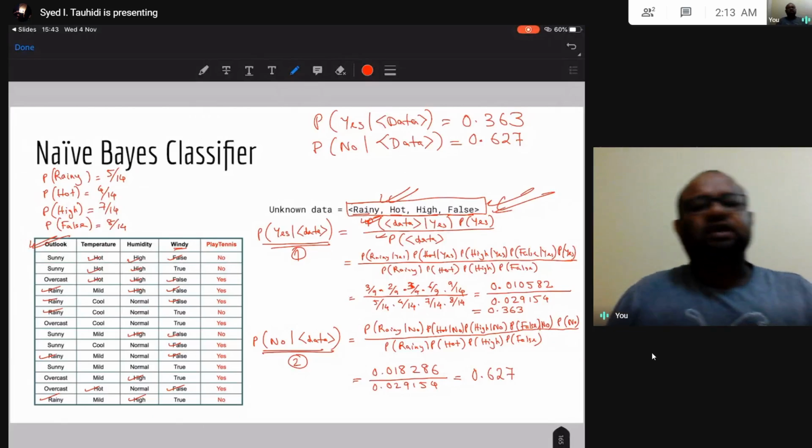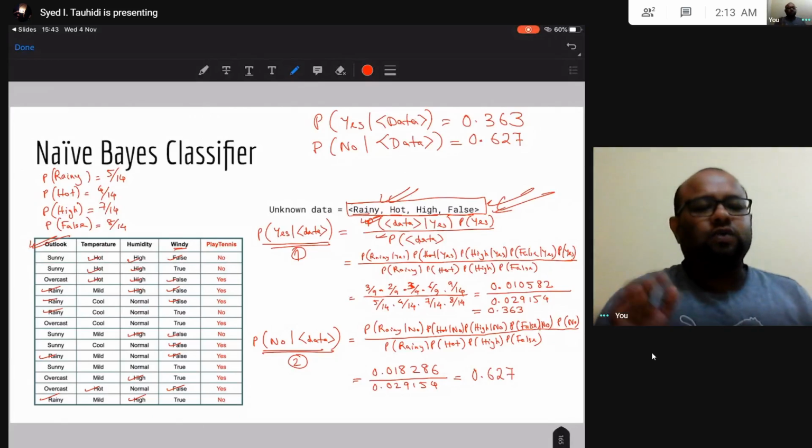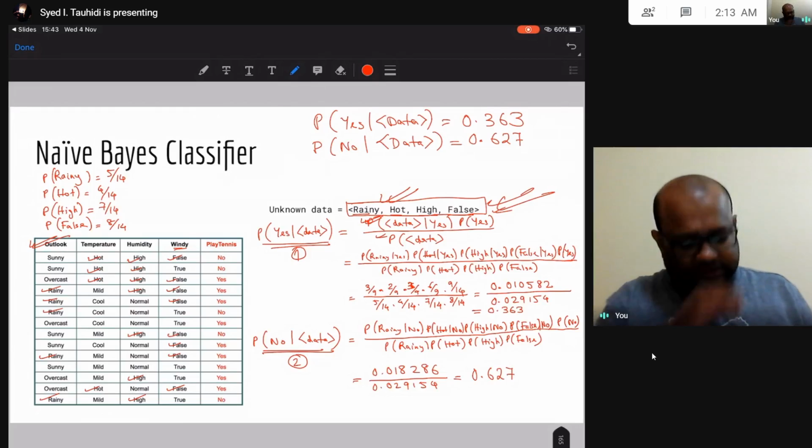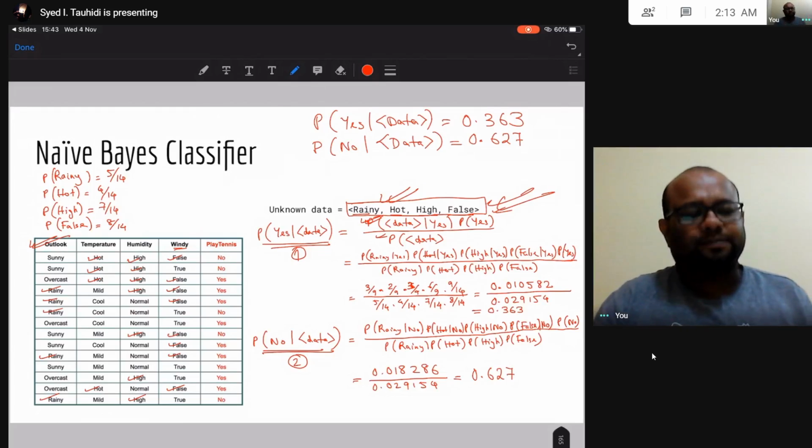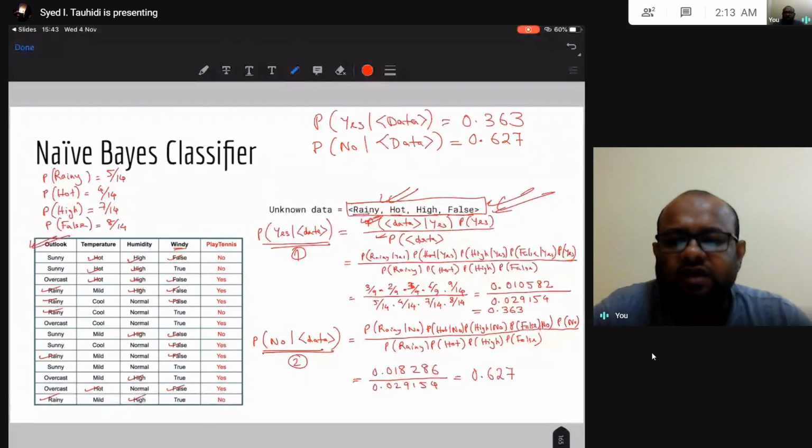So in the next example that we are going to see, we are not going to do this division by the denominator. I hope you understood why dividing by the denominator is not necessary. Anyway, the things that we have done till now are Naïve Bayes. This is the Naïve Bayes classifier algorithm.